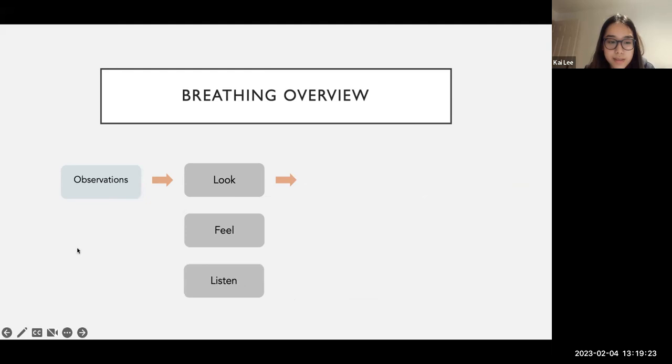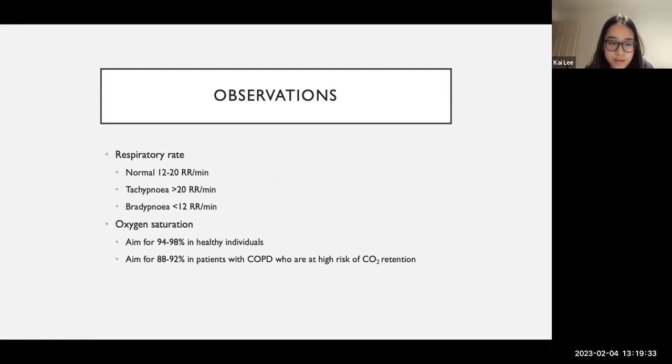And breathing, quite similarly, would include observations, and you would like to look, feel, and listen to the patient. So let's talk about the ranges in terms of the observations. Normally, we like to look at the respiratory rate, and a normal respiratory rate for a patient would be around 12 to 20. Tachypnea is where it's slightly high, and for those instances, we would like to think of differentials like asthma, pneumonia, COPD exacerbations, or even PE.